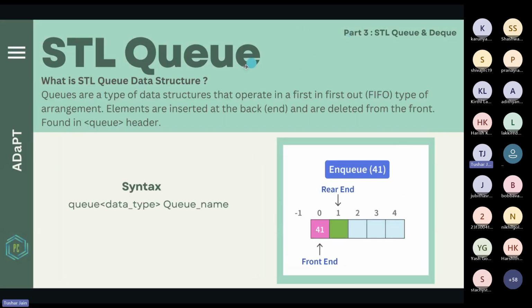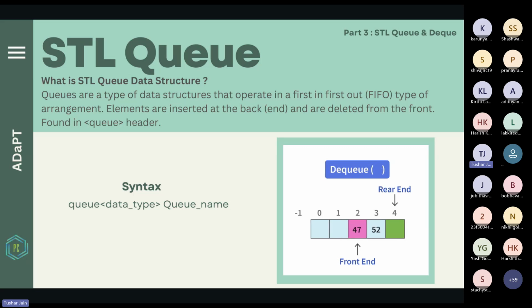So the next data structure we have is STL queue. A queue data structure follows the first in first out type of arrangement. It is found in the queue header, like stack was found in the stack header, and pair was found in the utility header. This is found in the queue header, and how a queue works is what we normally think.